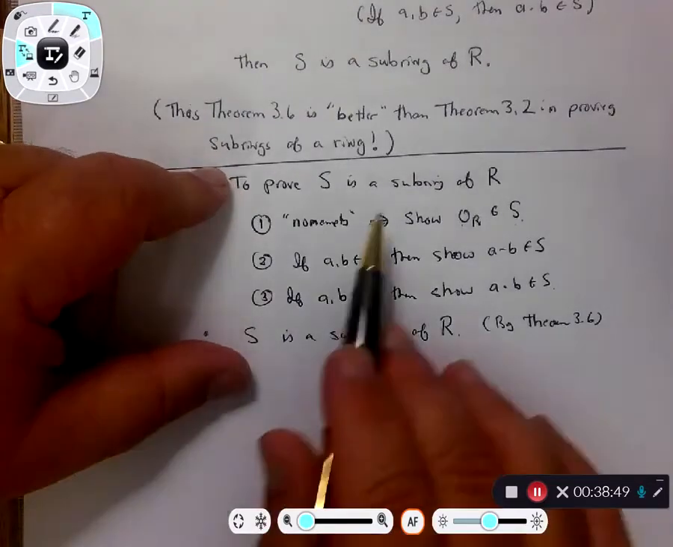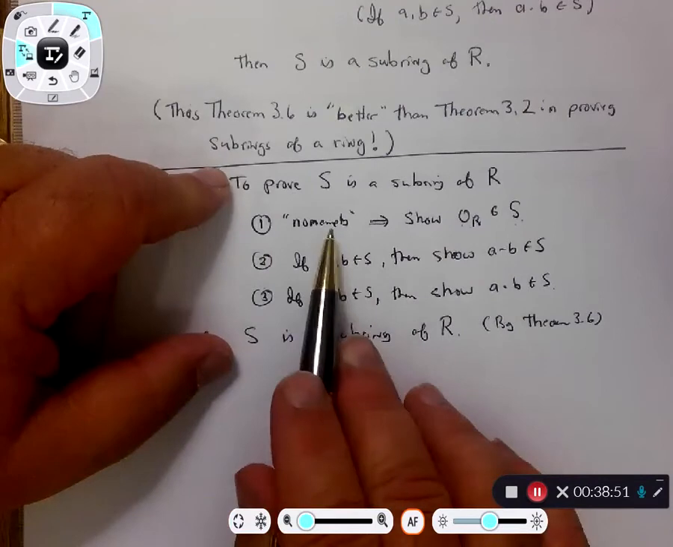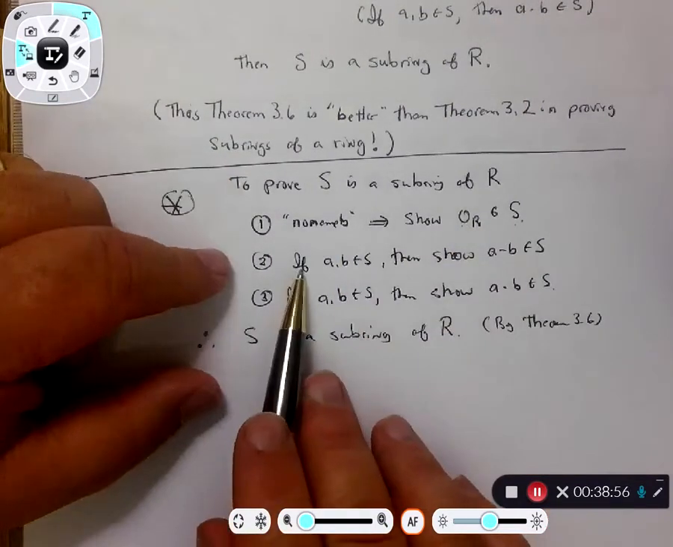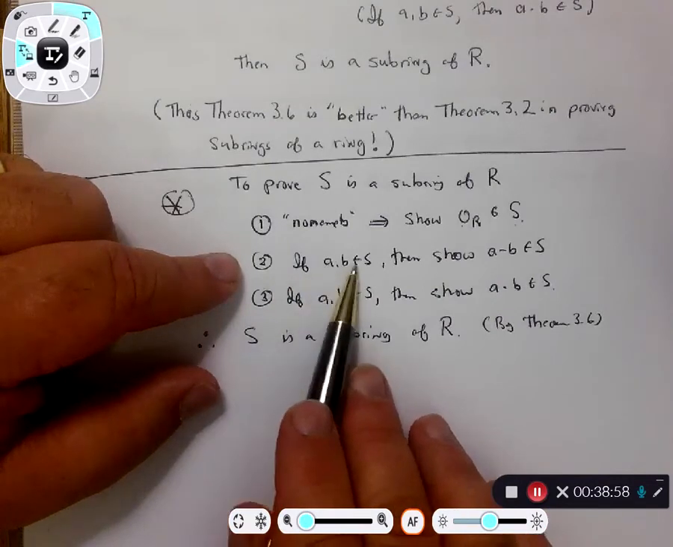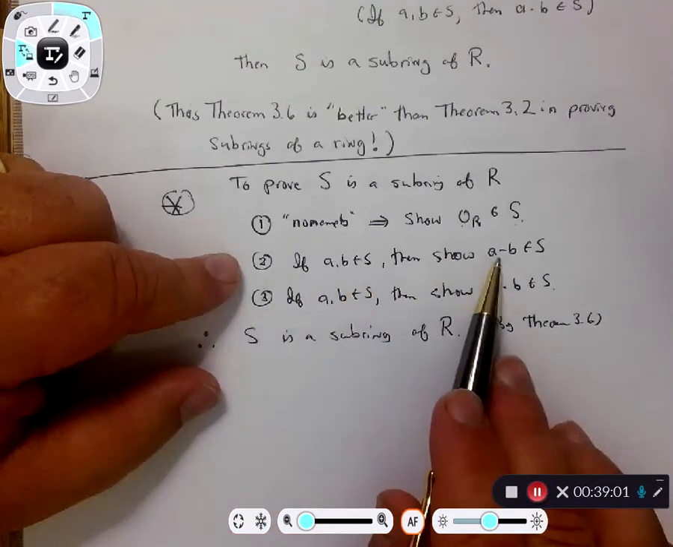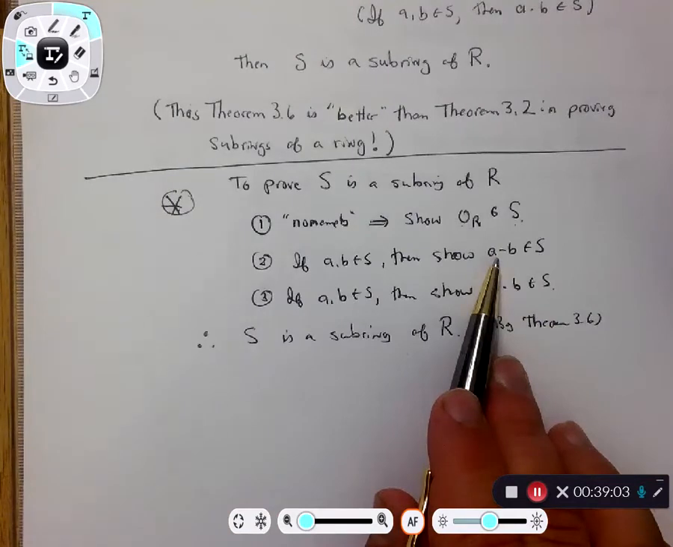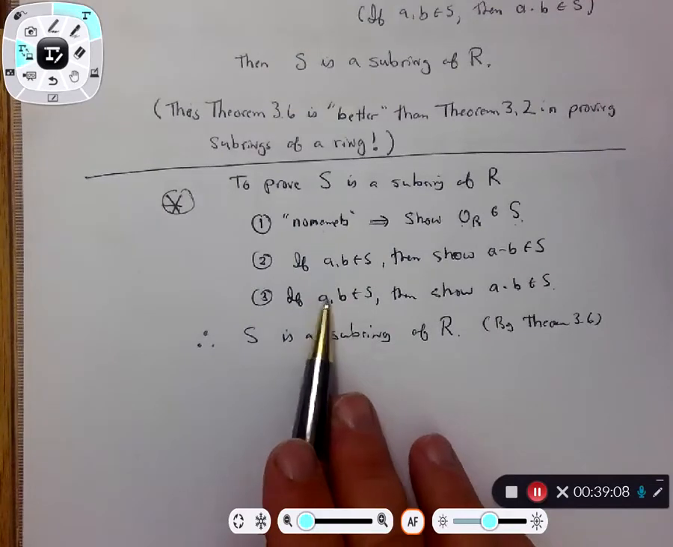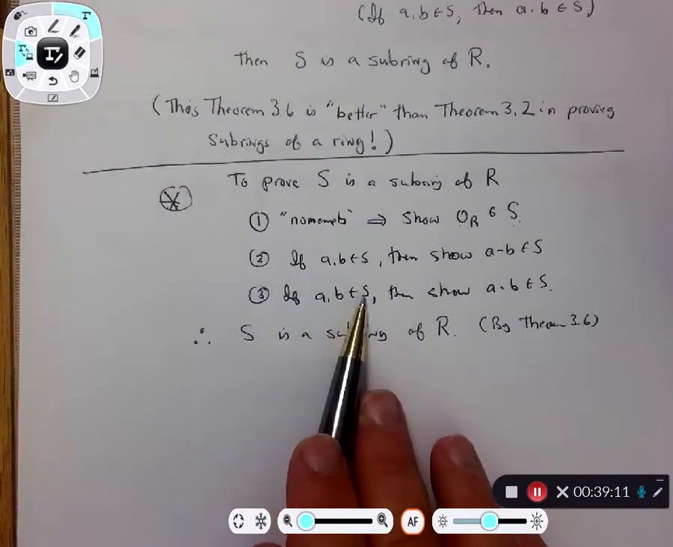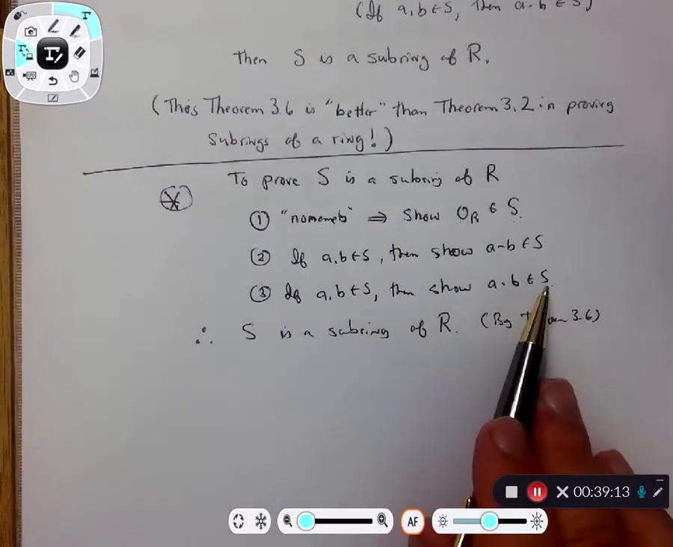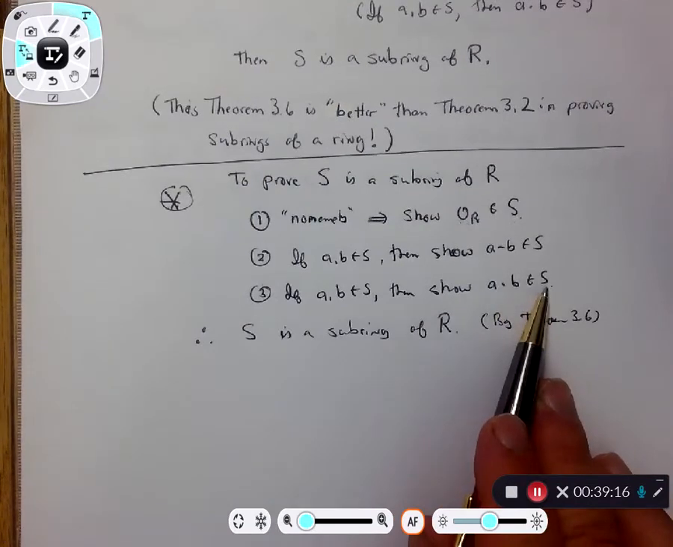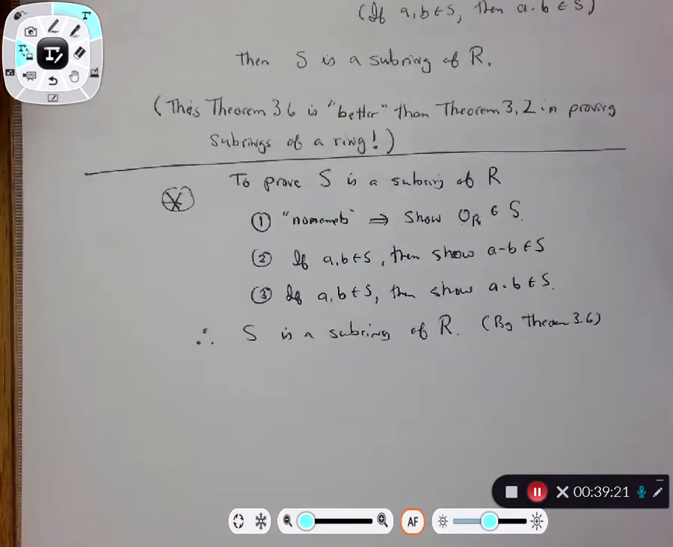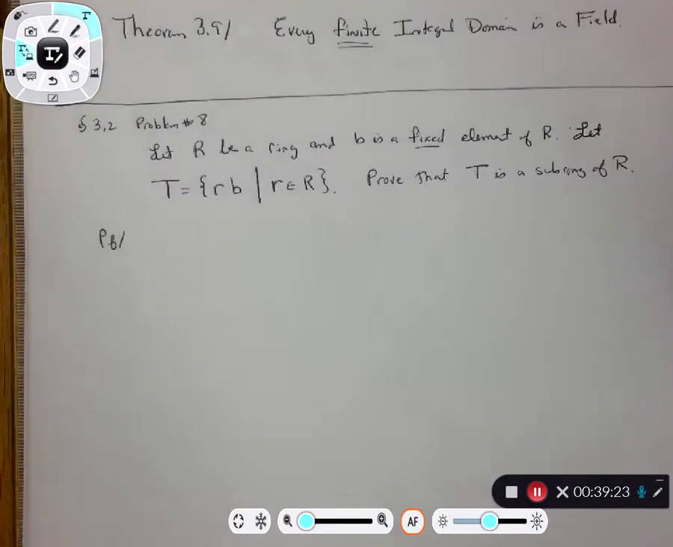To prove S is a subring of R, you've got to show me three things. You've got to show it's non-empty, and you do that by showing 0 is an element of S. You give yourself a couple of elements, A and B. If A and B are elements of S, I need to show you that that ring structure still holds for S. A minus B is going to be inside of S. And with those same two elements, A and B in S, I need to show you that A times B is going to have that same structure. It's going to be inside of S. And once I've got all three of these, I can therefore declare S is a subring of R. Theorem 3.6. So that's what I'm going to do here.